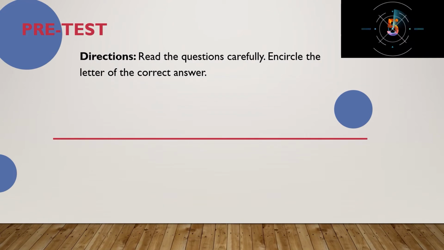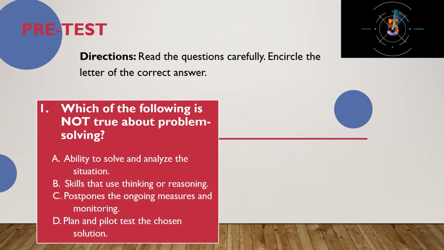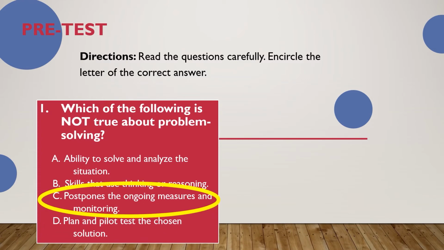All right, let's answer first these questions. Which of the following is not true about problem solving? Is it A, ability to solve and analyze the situation? B, skills that use thinking or reasoning? C, postpones the ongoing measures and monitoring? Or D, plan and pilot test the chosen solution? Okay, for this question, the answer is letter C.